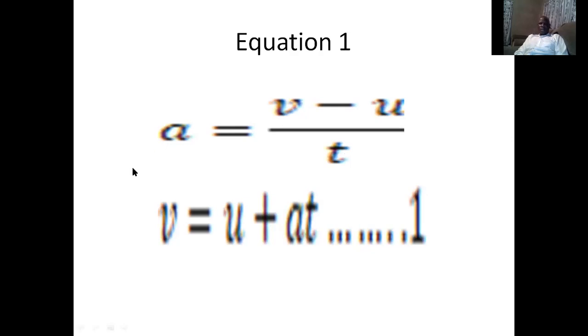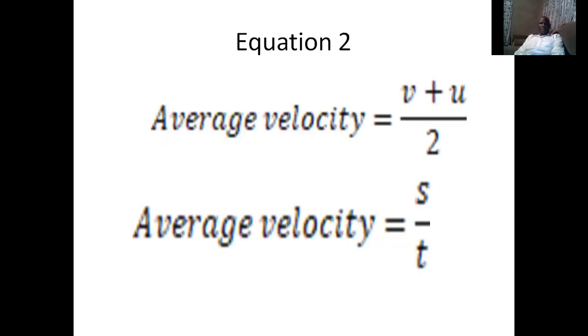And so if we make V the subject of the formula from this equation, we find that final velocity will be equal to initial velocity plus acceleration times time. So this is equation number one. This is a very important equation. At times you can be asked any of these and you should be able to rearrange the equation in that manner.